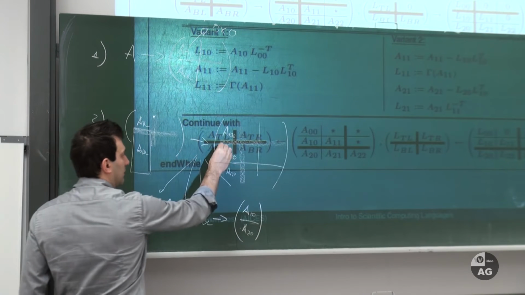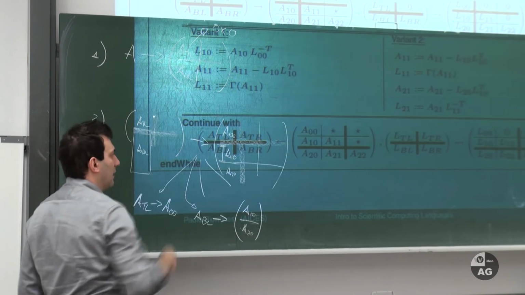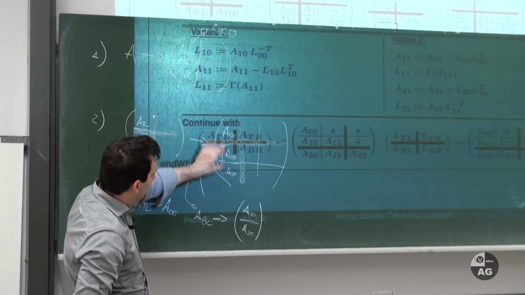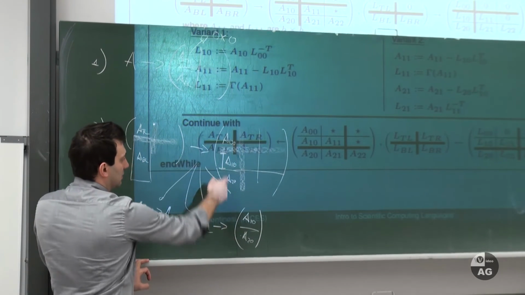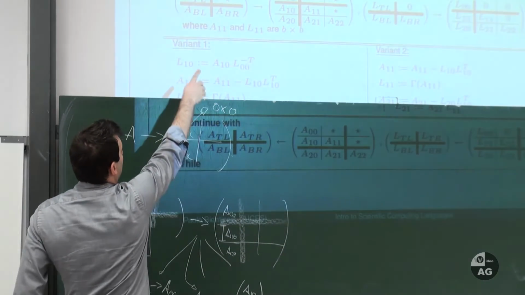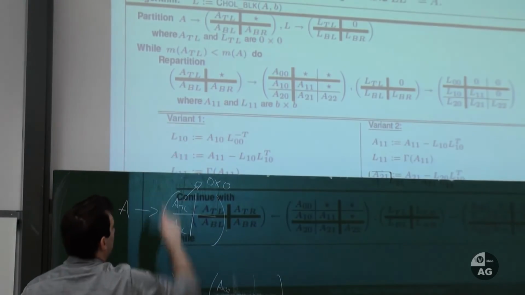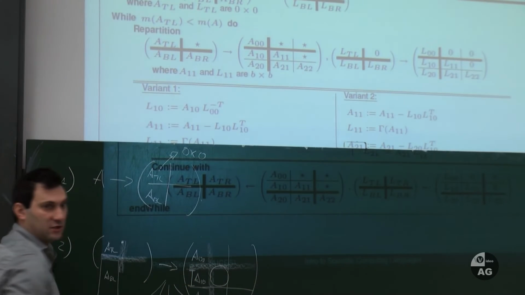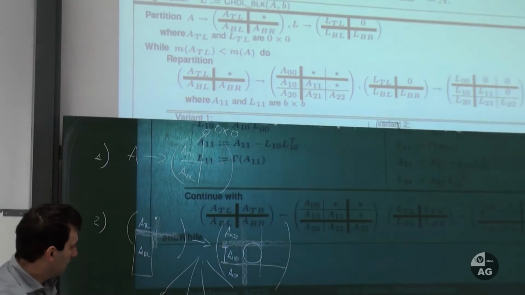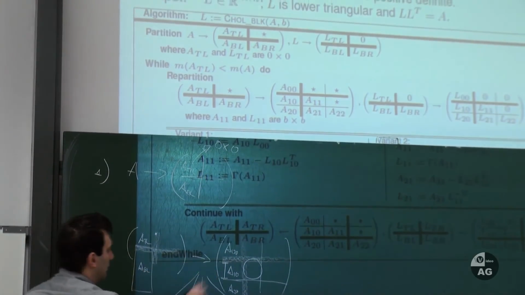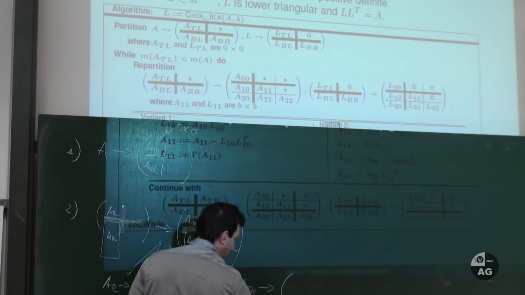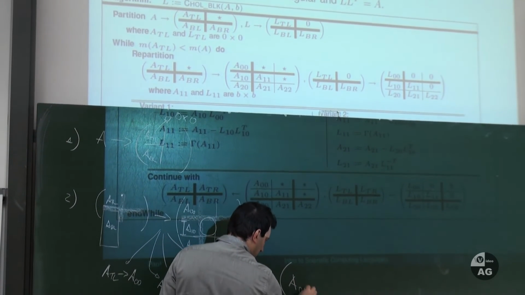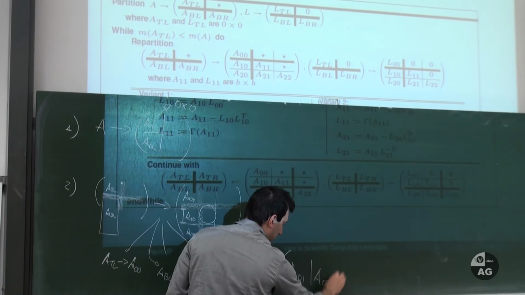I need to specify at least the height, how many rows A10 is. And how do I see that? Well, in the comment here I say where A11 is B by B, so I know the size of this, so I can reconstruct the size of A10. Okay, then we have a similar rule that transforms A top right. It transforms it in A01, A02.